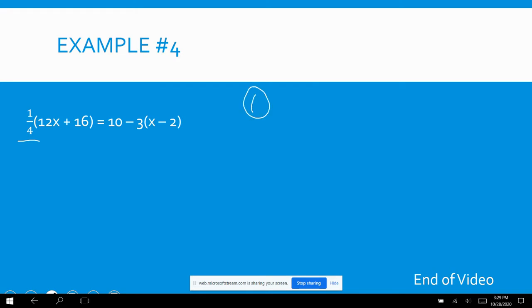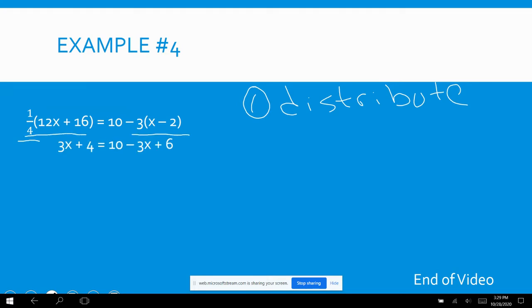And I encourage you guys, if you feel like you've got the hang of this, go ahead and pause the video, practice the problem, and when you're done, come watch the solution. So the first thing we need to do is distribute. And if you notice, we are going to have to distribute on both sides. So we go ahead, distribute. 1/4 times 12x is 3x. 1/4 times 16 is 4.